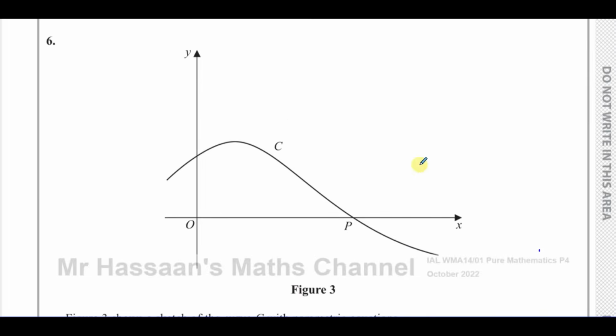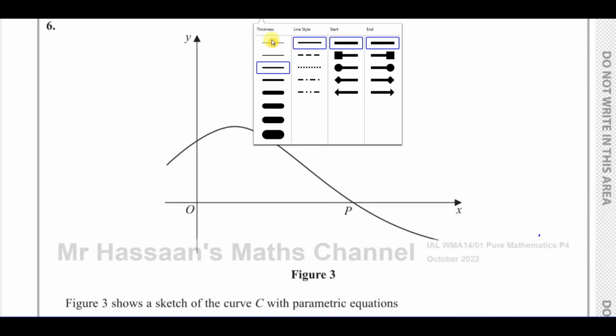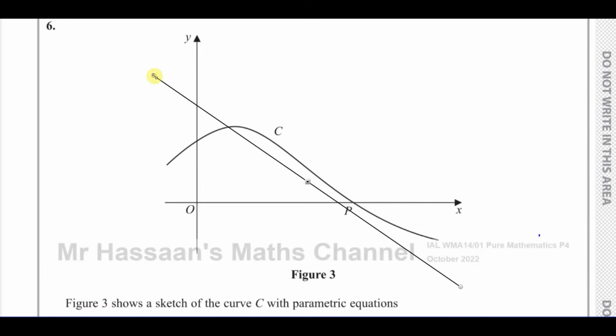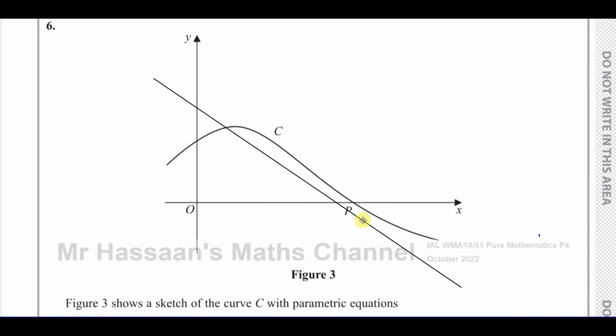So the tangent to a curve is a straight line which brushes the curve at that point, and it has the same gradient as the curve at that point. So the tangent to the curve at the point P would be something that looks somewhat like this. It's going to have the same gradient at the point P, and it's going to just touch it at point P. So the tangent is basically a straight line.